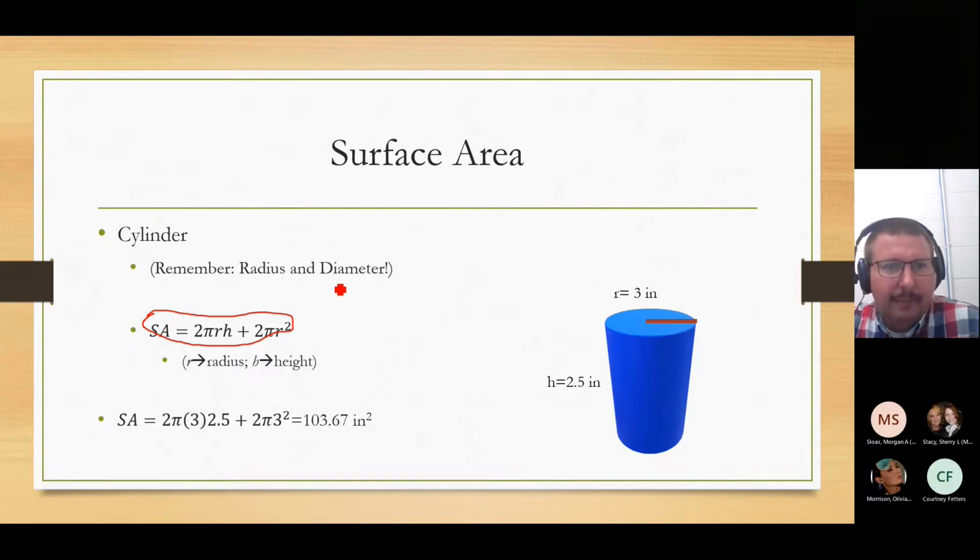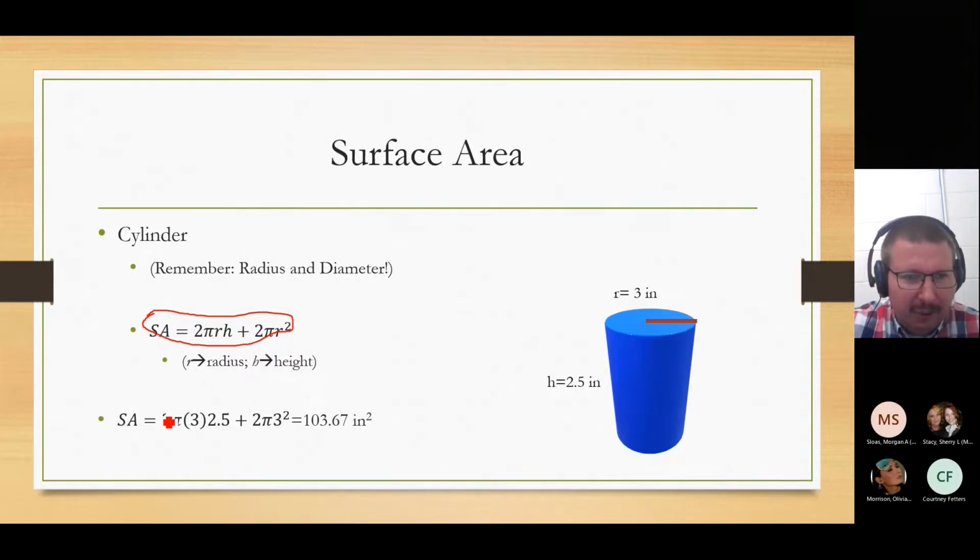2 pi, radius, height. 2 pi times radius times height, plus 2 pi radius squared. So in this question over here, this example, we have the height is 2.5 and the radius is 3. And we just plug that information into the calculator.